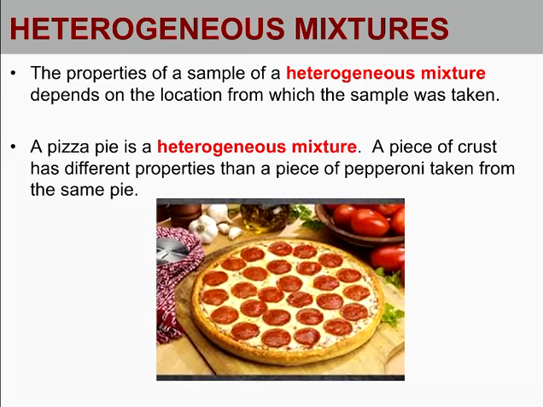Now, there are different types of mixtures. So for instance, we can have a mixture that is heterogeneous, and the properties of a sample of a heterogeneous mixture depend on the location from which the sample was taken. So if we look down below, we have the example of a pepperoni pizza. And in this pizza, there's crust, there's some cheese, there's pepperonis, and maybe there's some tomato sauce.